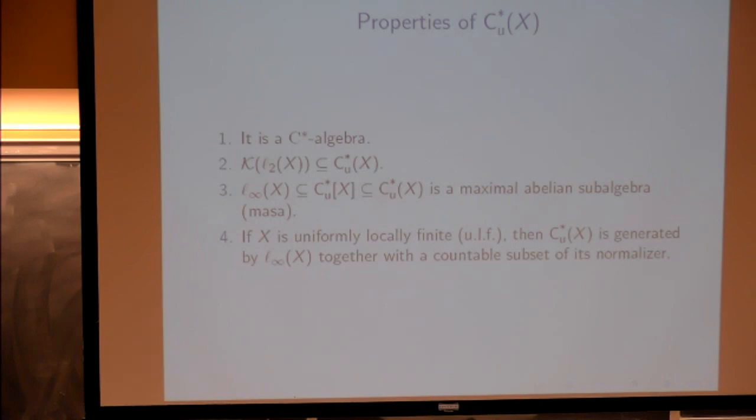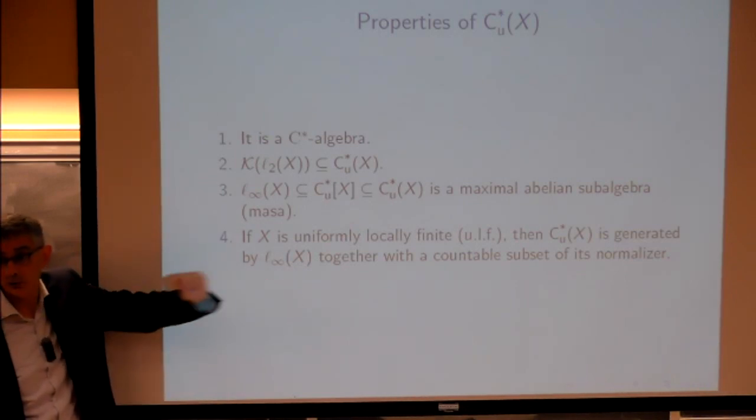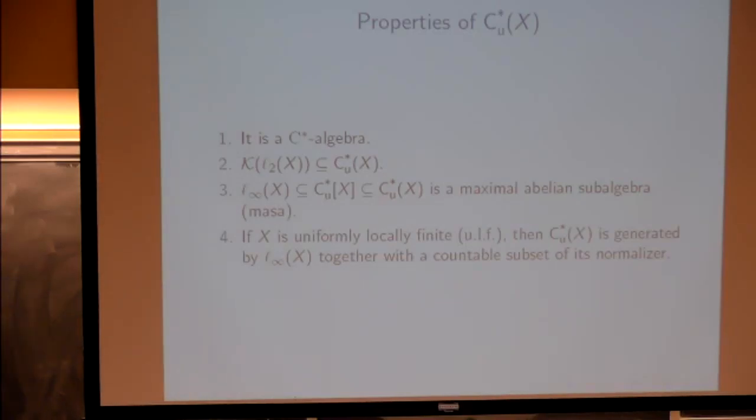And another property: if X is uniformly locally finite, which remember just means that the supremum of cardinalities of all n-balls is finite, then the algebra is generated by L infinity of X together with a countable subset of its normalizer. Now this is really an exercise in combinatorics.